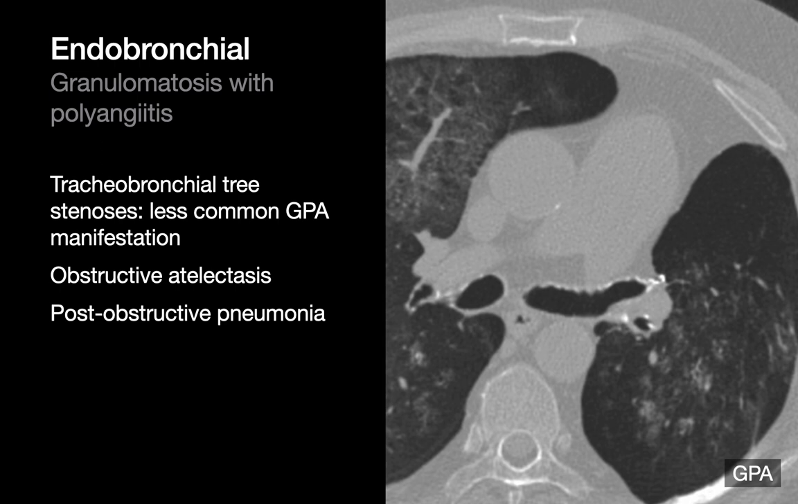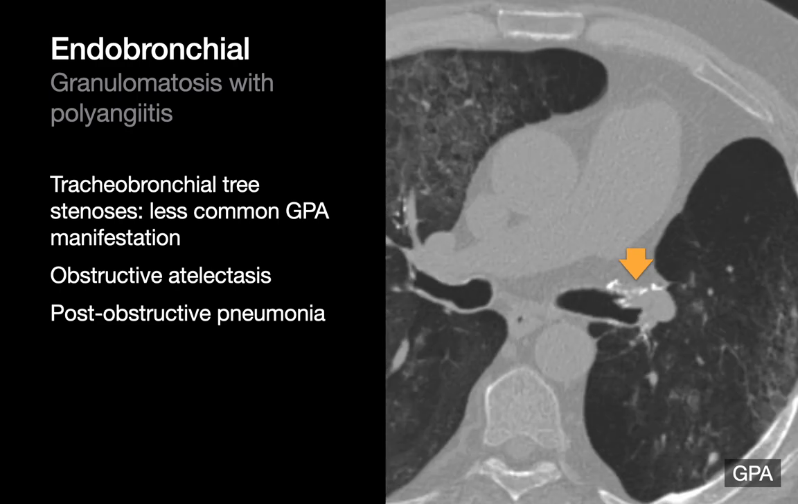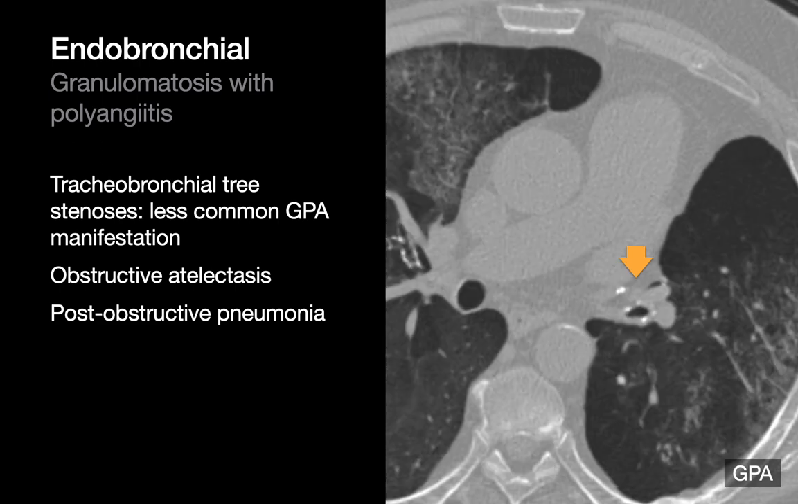GPA, or what we used to call Wegener's, is a cause of bronchial strictures to also be familiar with. Although less common than the lung parenchymal presentation of Wegener's, the endobronchial presentation of Wegener's or GPA can sometimes lead to quite significant central airway occlusion that can be life-threatening in some patients.